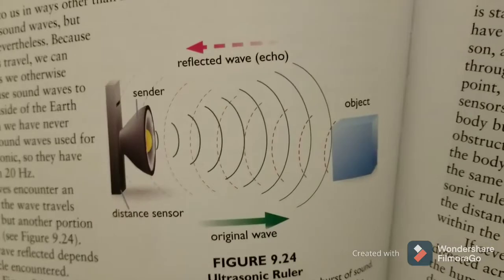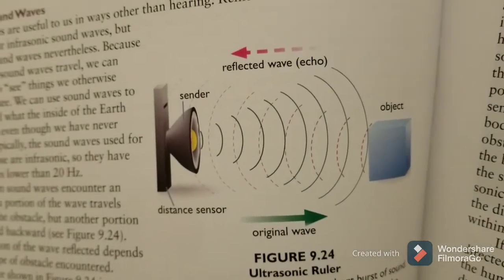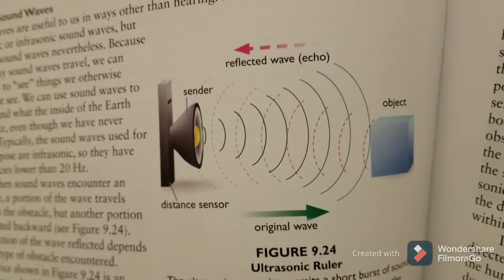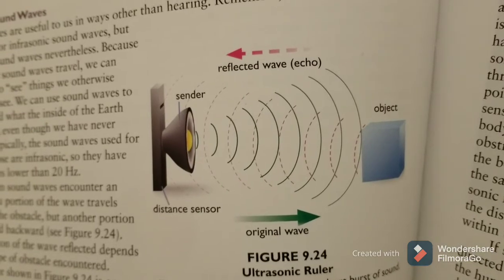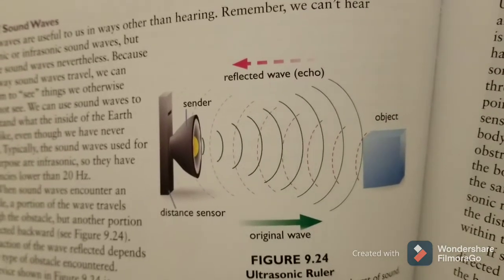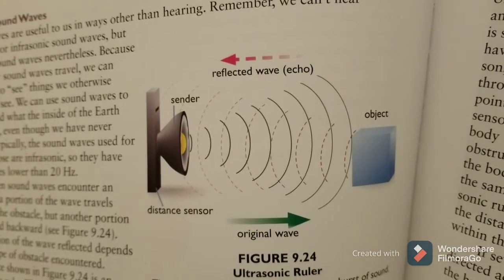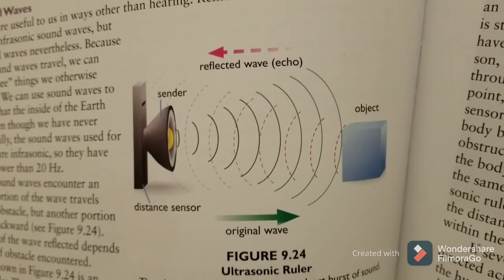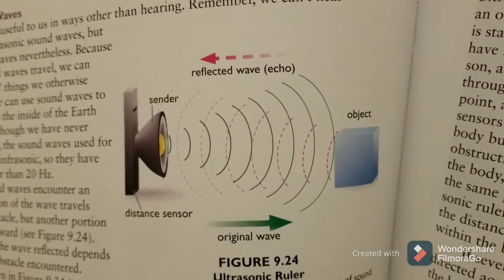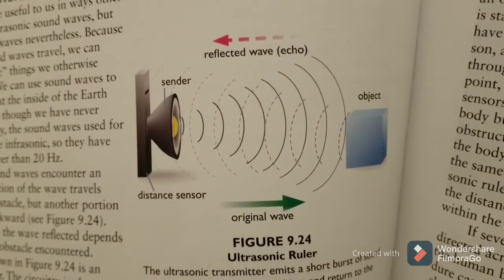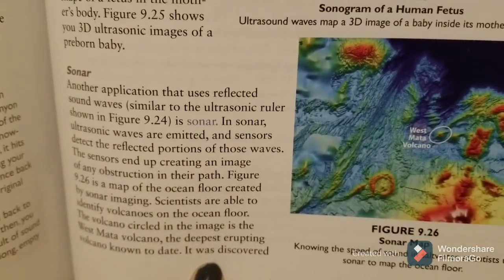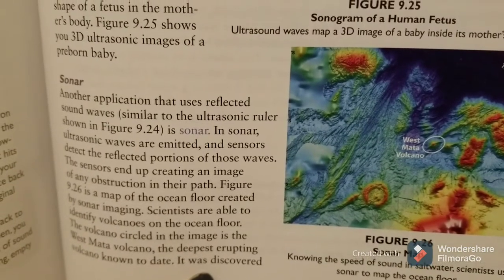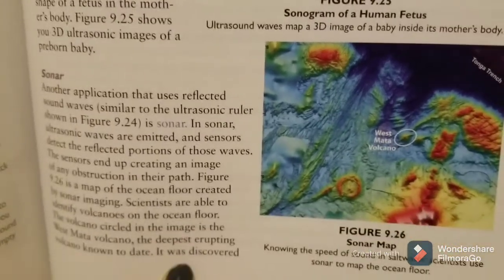Okay, last thing we want to see here is that we can use these sound waves that we can't actually hear, the infrasonic and the ultrasonic, to measure the distance of things and see things that we can't see with our own eyes, like under the Earth's crust. And down here, we have the ultrasonic ruler and sonar.